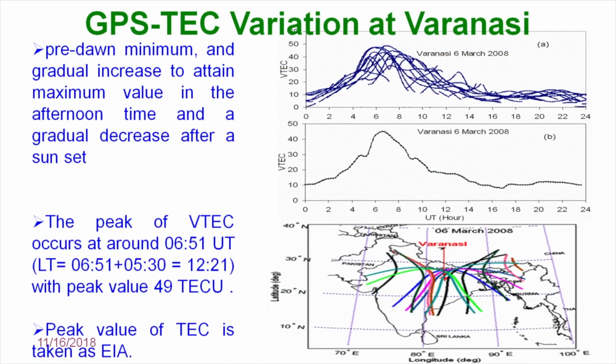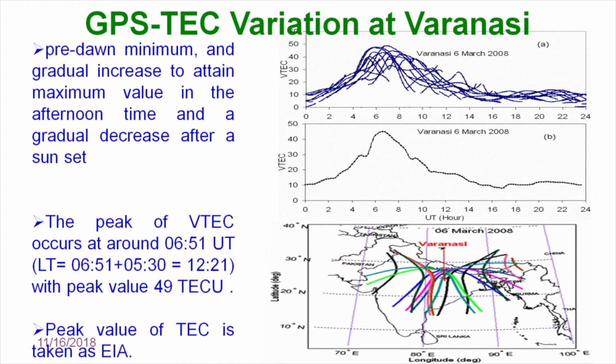So, here I will be presenting the GPS-TEC variation at Varanasi. Varanasi is a low latitude station. It is also situated at the Equatorial Anomaly region, at the crest of the EIA. So, we have to know the total electron content, and here you see the total electron contents from the different satellite signals coming, which are averaged to find a daily variation.